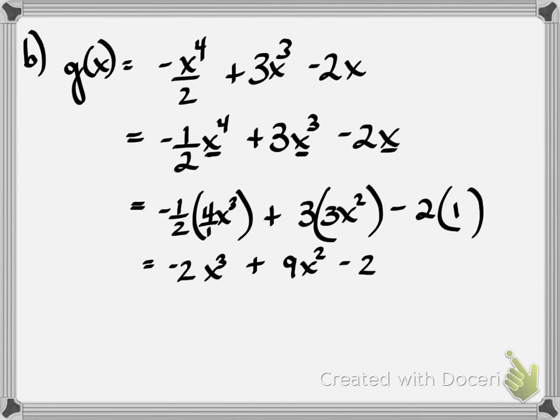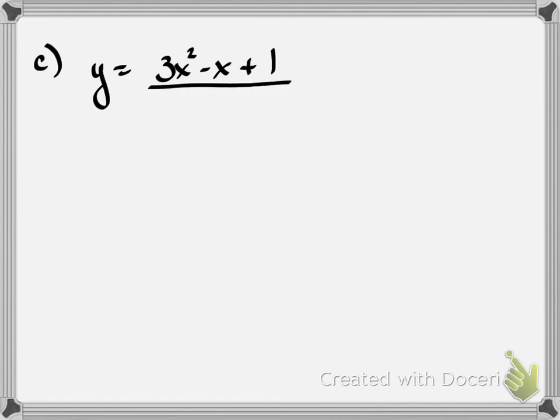All right, very last one, and we'll call it a day. y equals 3x squared minus x plus 1, all over x. Excuse me. In pre-cal, we were able to separate fractions out into their pieces. We're going to do that here too. So this is the same thing as 3x squared over x, minus x over x, plus 1 over x.